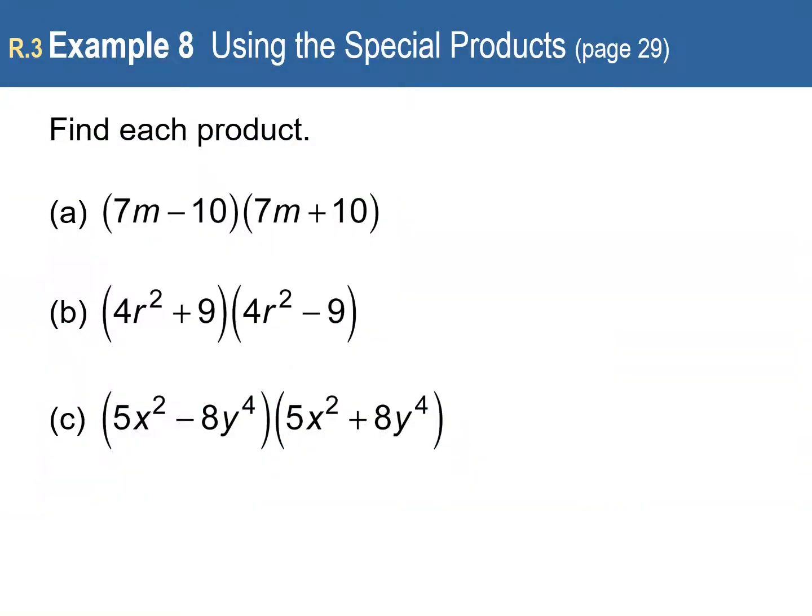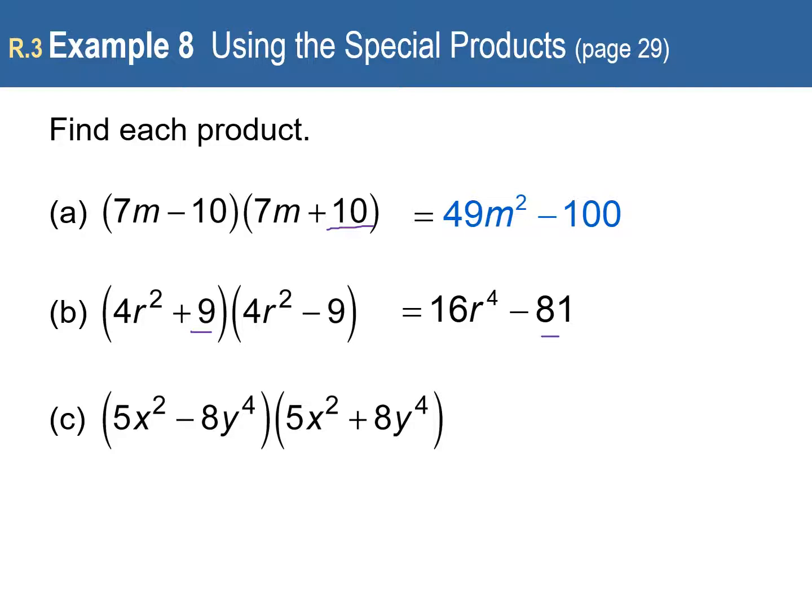So let's find these products. This first one is a difference of squares, all right? Or we recognize it as the product of a minus b times a plus b. So it's going to be a squared, which is 7 squared m squared, or 49 m squared, minus b squared, which was 100. Here we have another difference. So this is going to be 16 r to the fourth minus 81.